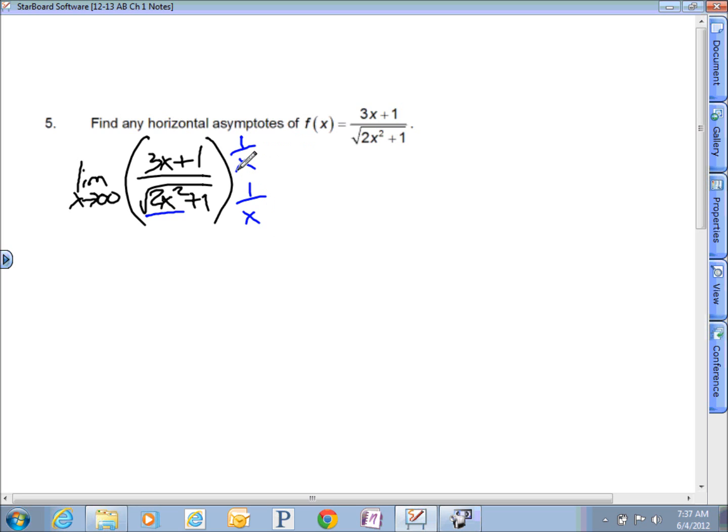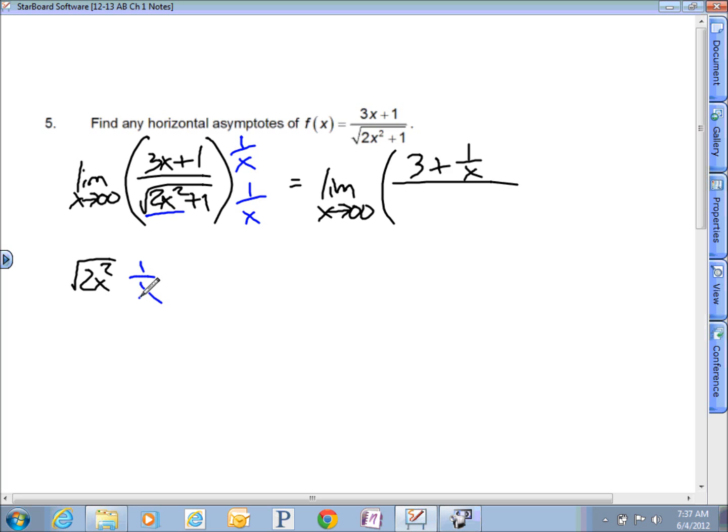Okay, so we'd like to multiply top and bottom by 1 over x. That makes sense in the numerator, because the numerator then would be the limit as x approaches infinity of 3 plus 1 over x. The denominator gets tricky, though, because if you try to multiply the square root of 2x squared times a 1 over x, you can't multiply them because they don't both have a square root on them.